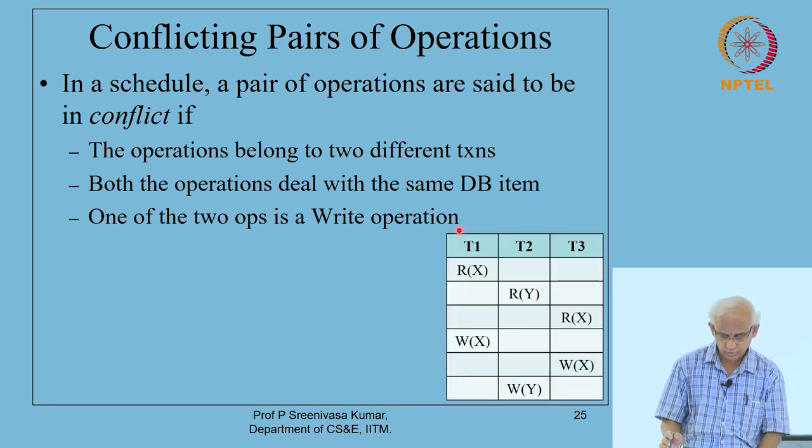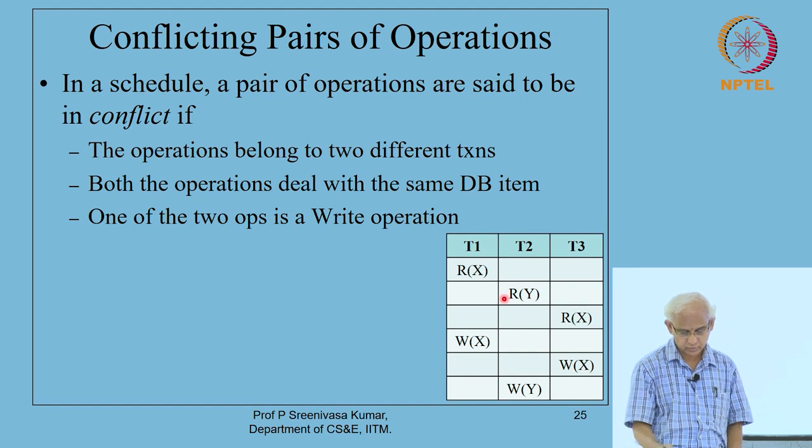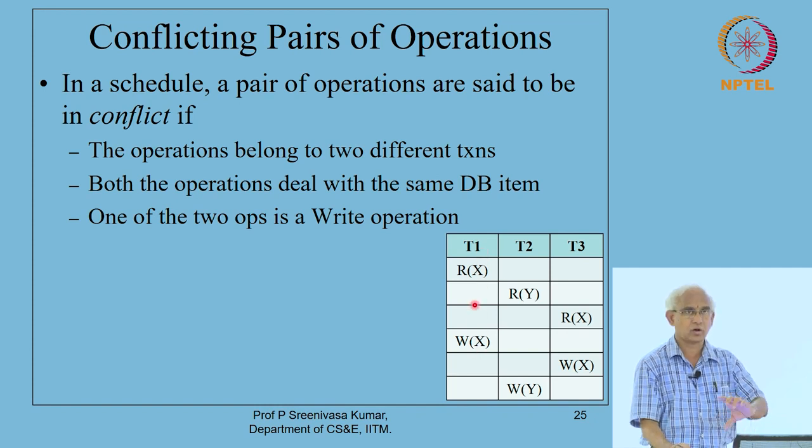So let me show you in this schedule. Let's identify the conflicting pairs of operations. This transaction T2 is dealing with Y, whereas T1 and T3 are dealing with X. So T2 operations don't conflict with anybody because they don't share the same database item, right? That's clear, right? Of course, the operations of a transaction don't conflict with themselves. They are in sequence order.